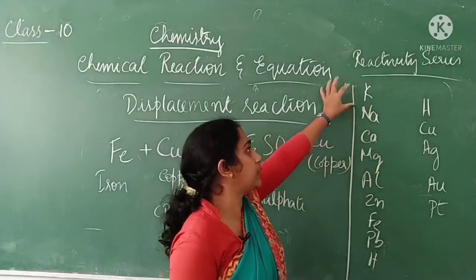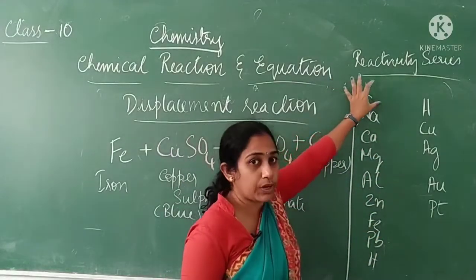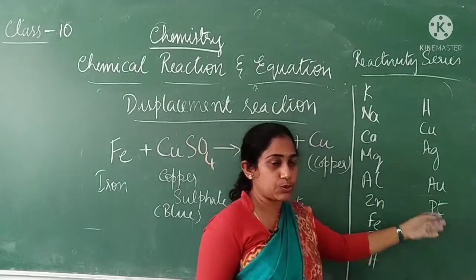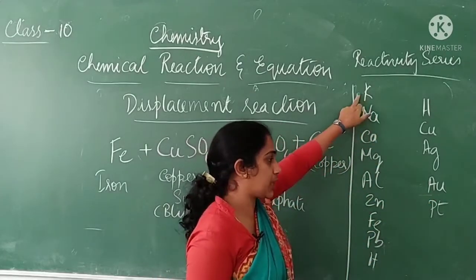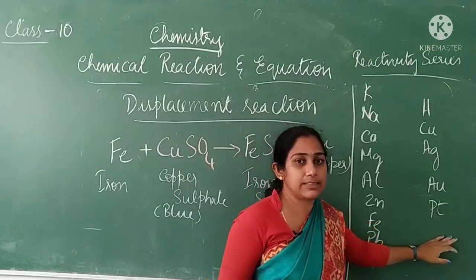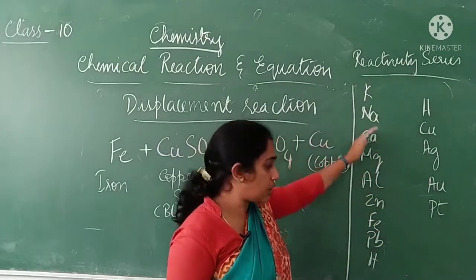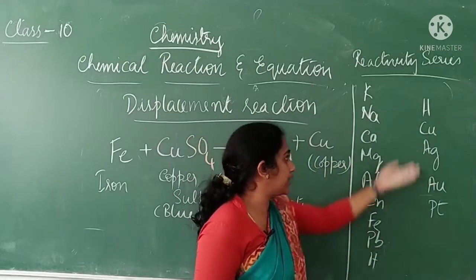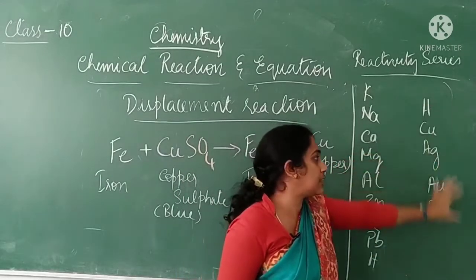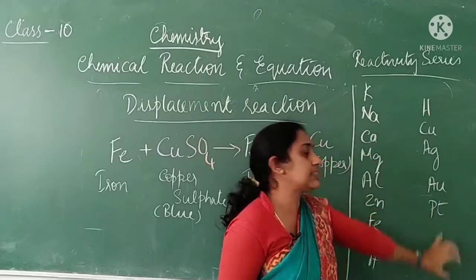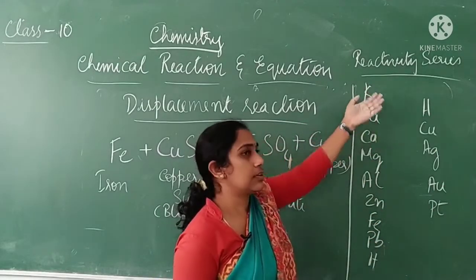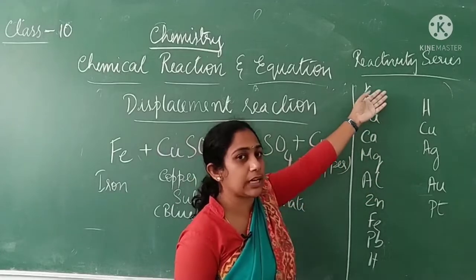So here the element which is placed at the higher level is more reactive, and the element which is placed at the bottom level is less reactive. Here potassium is most reactive and platinum is least reactive. This goes on decreasing as you come down. Whatever elements come below hydrogen, I have written here. Whatever elements come below hydrogen are least reactive. Whatever elements come above hydrogen are in the decreasing order of their reactivity.